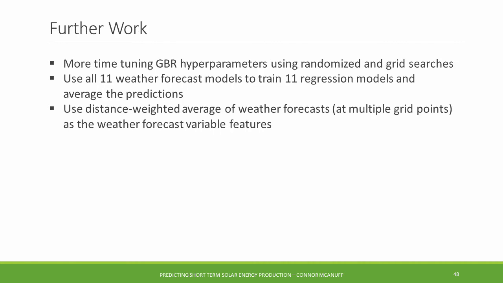There is plenty of further investigation that could be done for this project. Additional time spent tuning SGD and GBR hyperparameters may yield better results. Learning rate is often an especially important parameter to tune. It would be interesting as well to train 11 different models using the 11 different weather forecast models provided by the Global Ensemble Forecast System, and then use an average of those predictions. Lastly, some sort of distance-weighted average of weather forecast values taken from multiple nearby forecast grid point locations could be used as the weather forecast variable features.